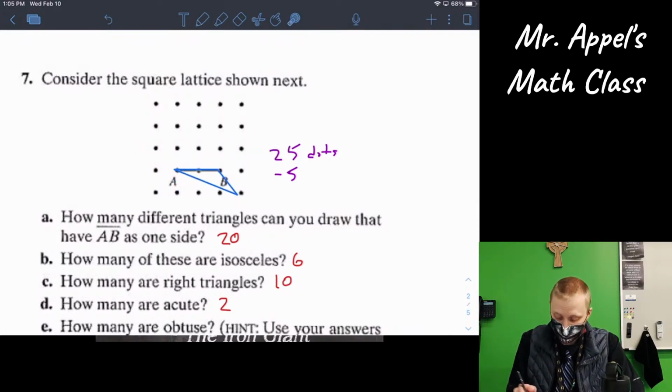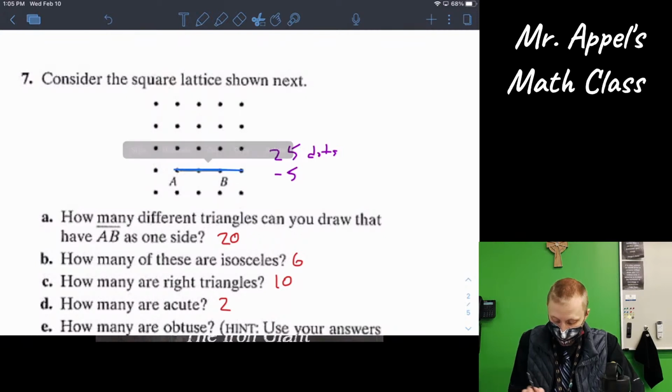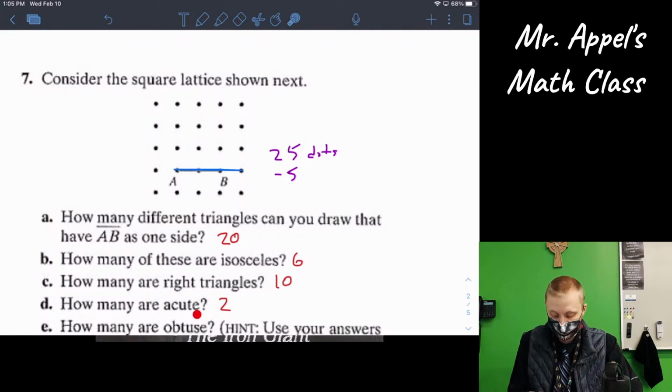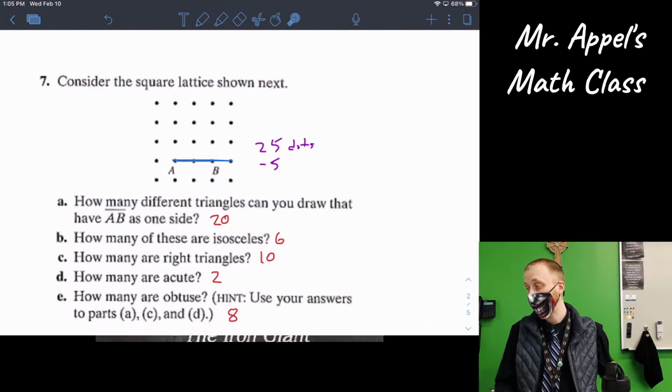So we can just count the dots. 5 by 5, 25 dots in total, minus this row, because as we saw, you can't make a triangle by connecting to any of those dots. It just makes a segment. So subtract out those 5 dots, because those are no good. And so you have 20 dots remaining that you can actually connect and make a triangle to.